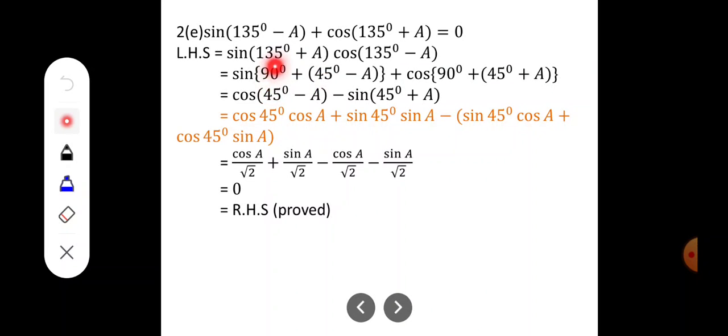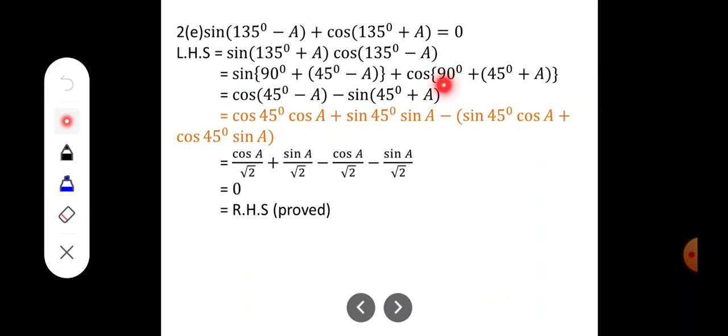Here 135 degree equal, we can write 90 degree plus 45 degree. Also here 90 degree plus 45 degree. So here is 90 degree plus 90 degree. Here 1 times 90 degree, 1 is odd number, so sin will be cos, and here second quadrant sin plus, so here sin will be plus sin.